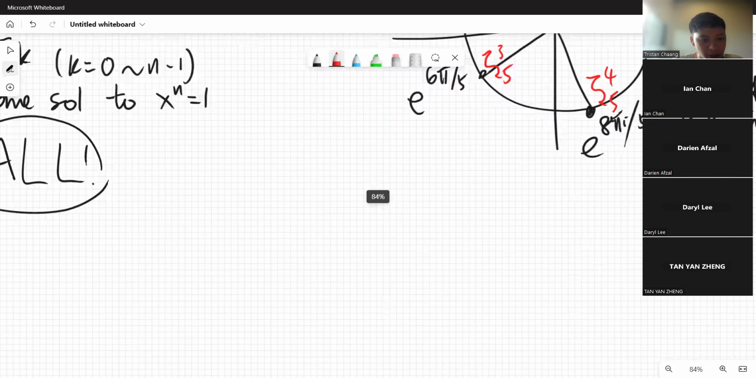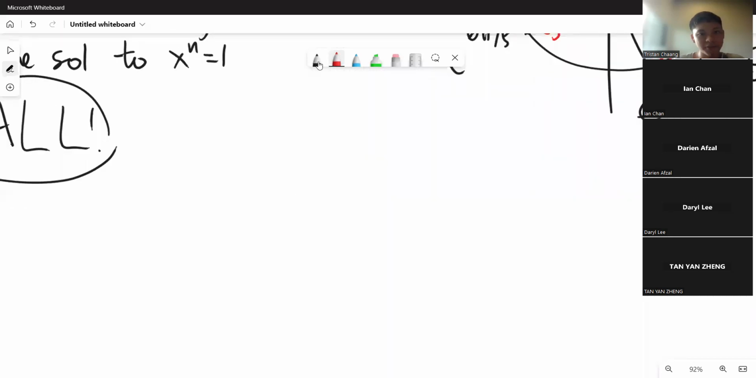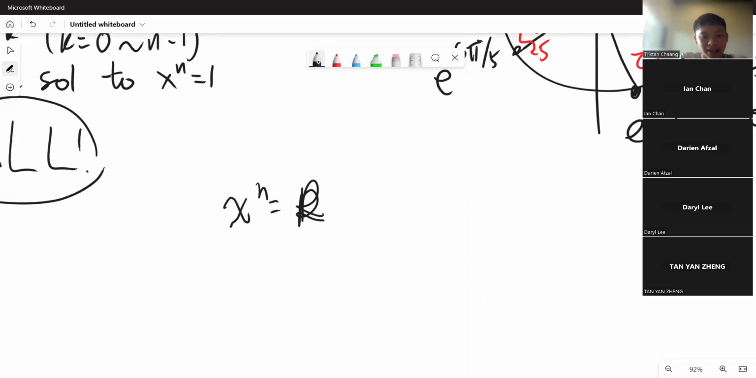Okay, now how about we look at the general case? x to the n equals c. So now c is a complex number. Let's just write it as a magnitude part and an angle part. Sorry, it's laggy. Let's say r times e to the i theta. So these are fixed, okay? These are not things that we want to solve. These are fixed numbers, and we want to solve for x.